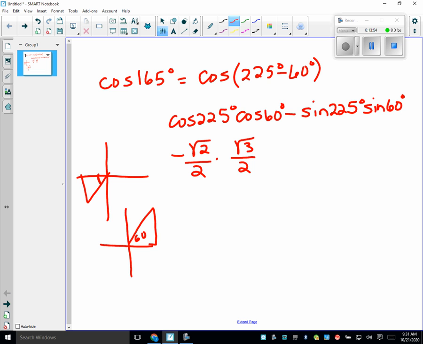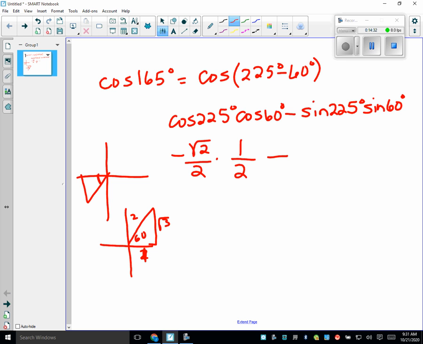Remember, this is an easy one. Wait, no, hold up. Is it 1 over 2? Isn't it radical 3 over 2? No, it's 1 over 2. If you look at the cosine... I was thinking sine. Sometimes we have to just stop a minute, without any noise coming out of our mouth.